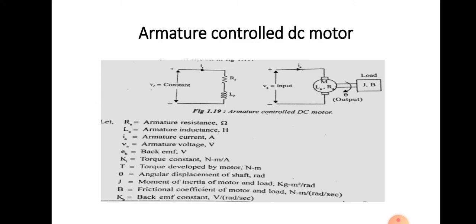Next we have to find the transfer function of the armature controlled DC motor. For that we first write the differential equations for the electrical part and the mechanical part, then find the Laplace transform of them, and we can find the output divided by the input quantity, that is the transfer function.